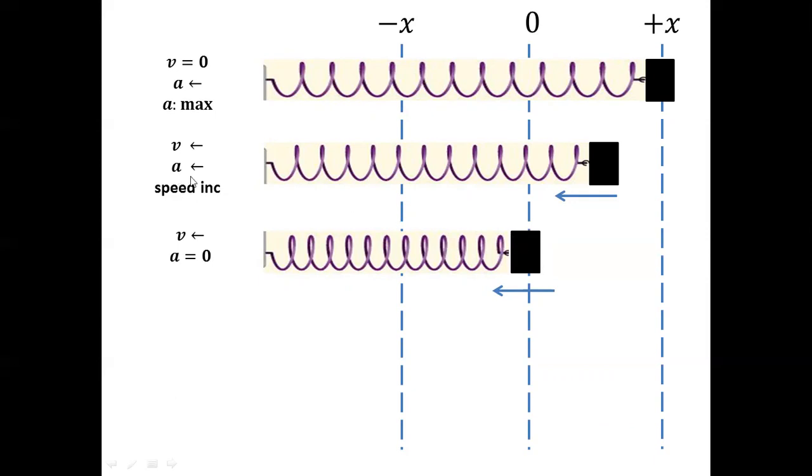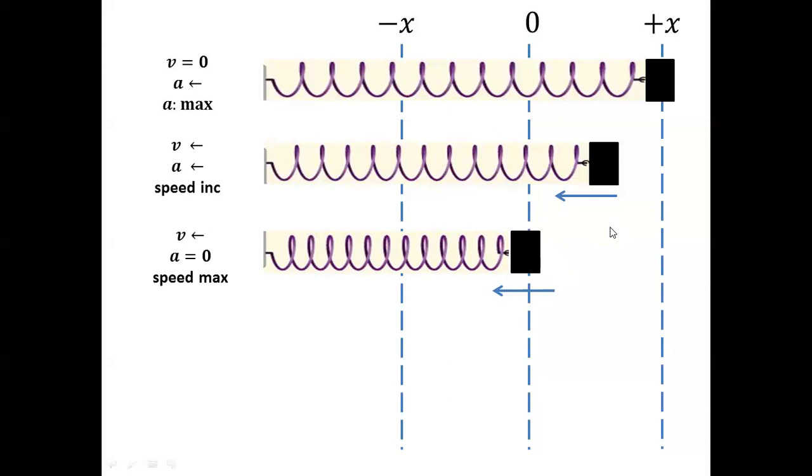Since the object was initially speeding up before reaching this point, and at this point there is 0 acceleration, we can say that the speed is at the maximum value at this point. Or if you look at the velocity, it will have a maximum negative velocity at this point. Negative because the velocity is directed to the left.